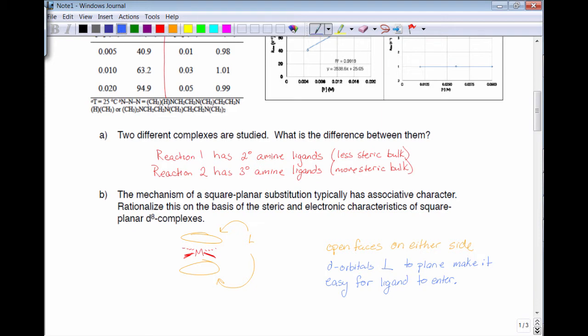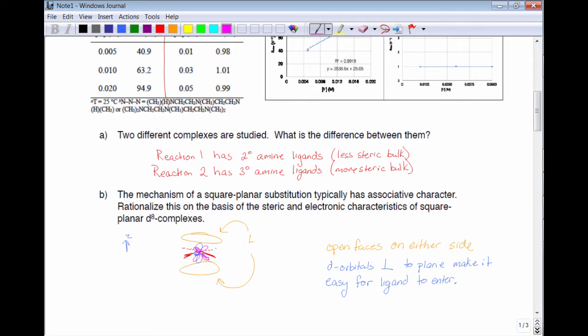And as far as the electronics go, these square planar metal complexes, if I define this as Z, for example, they have these d orbitals that are perpendicular to the plane of the molecule that are very easy for ligands to interact with. So if I draw my dz squared, for example, you can see that the ligand would easily be able to interact with that orbital. I can also draw maybe a dxz or dyz orbital here. Both of them would be perpendicular to the plane of the molecule, and it would be really easy for ligands to come in and interact with those orbitals.